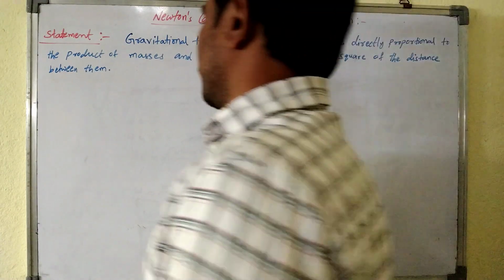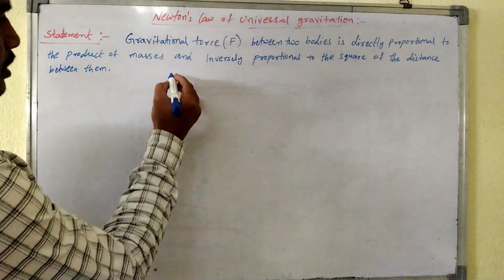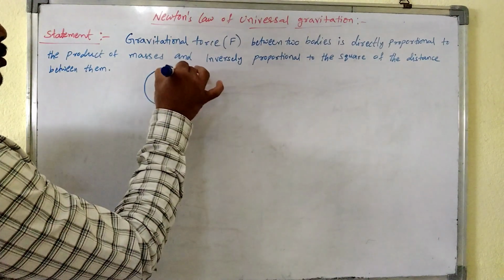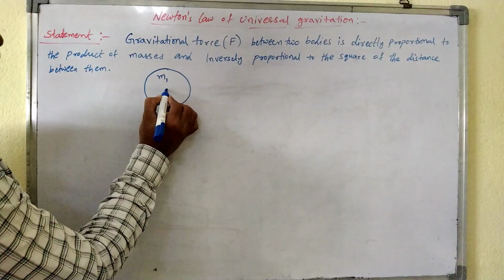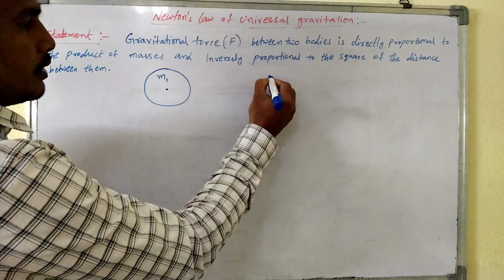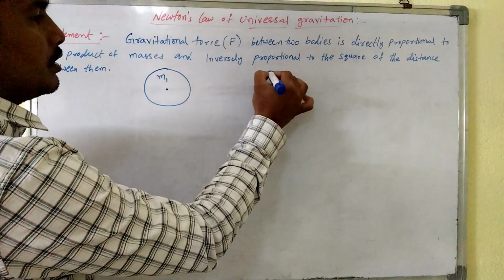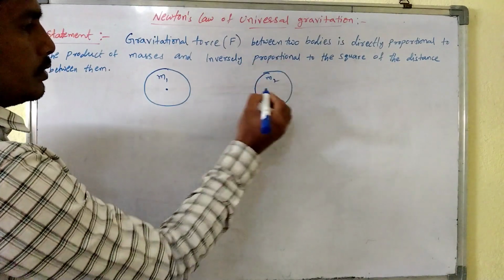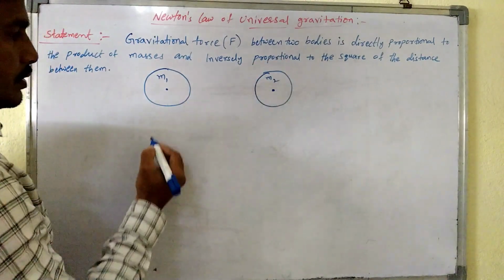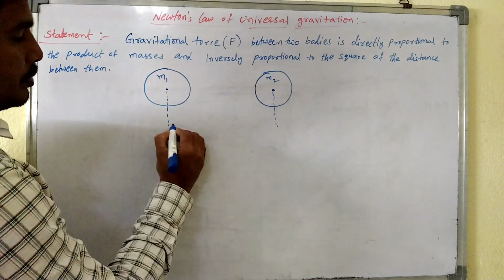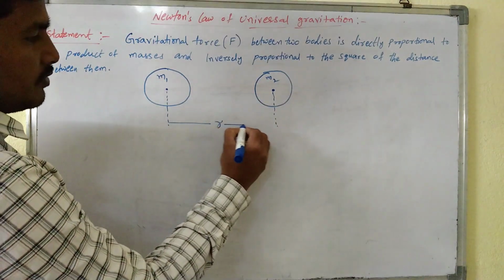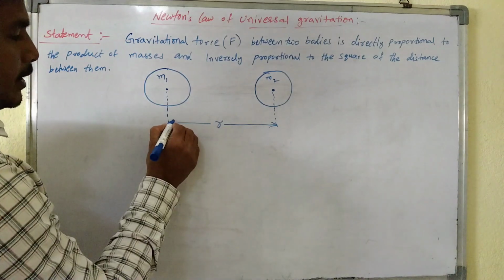Here I am going to take two bodies. Let us take the mass of the first body as m1. This is the center point of this body, and let us take the mass of the second body as m2, and the center point for this is here. These two bodies are separated by some distance. Let us take the distance between the two bodies as r.